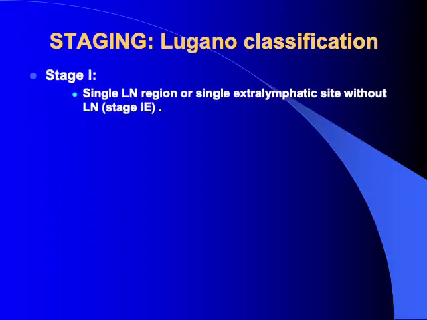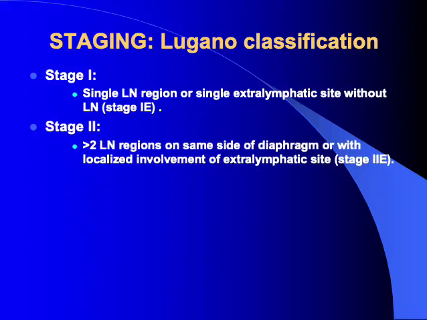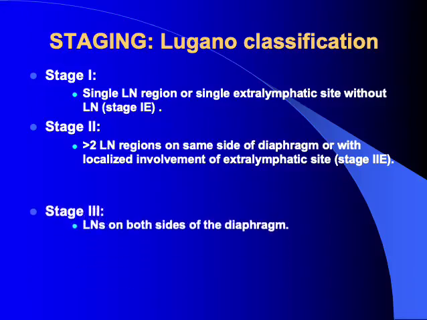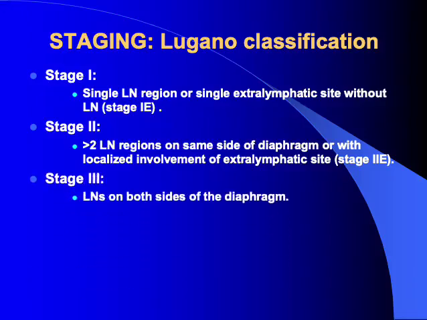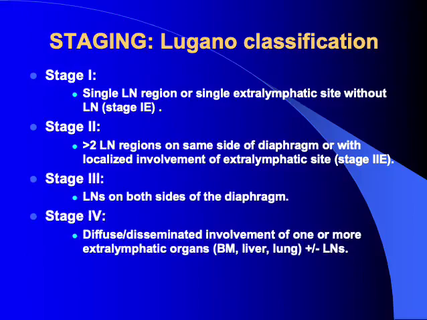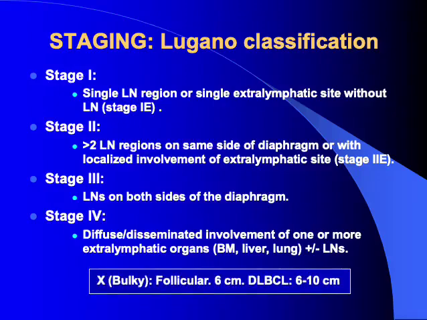Staging. Probably you have heard of the Ann Arbor classification. This is very similar, but is very specific for non-Hodgkin lymphoma: the Lugano classification. Stage 1, one group of lymph nodes. Stage 2, two groups of lymph nodes on the same side of the diaphragm. Stage 3, both sides of the diaphragm. Stage 4, diffuse or disseminated involvement of one or more extralymphatic organs, bone marrow, liver, lung, with or without lymph nodes. Bulky disease.